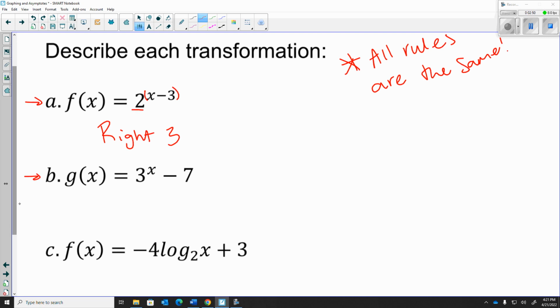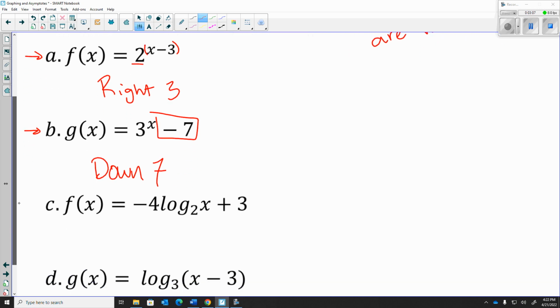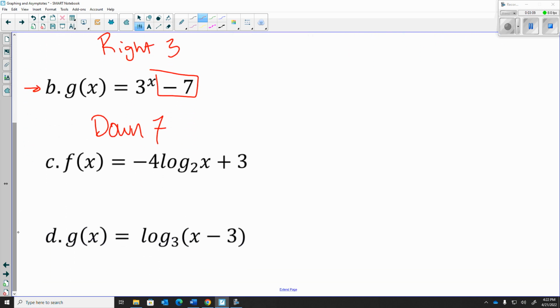What about in B? We have 3 raised to the x power minus 7. Remember, if you're adding or subtracting something on the end, on the outside of the function, that's up and down. So this is down 7. Okay, so like I said, all the rules are the same. Let's look at a log. This one has a little bit more going on.